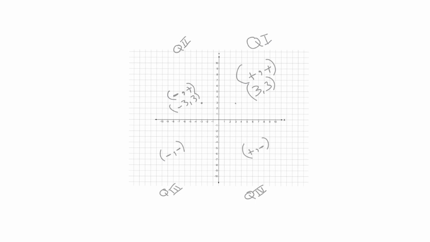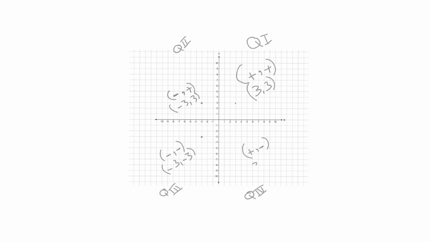Here is the point. If you get a negative 3 along with a negative 3, it means that you will start from the origin point, move to the left side to find the negative 3, and then you will move down to find the negative 3 on the y-axis. So this ordered pair is located in quadrant 3.